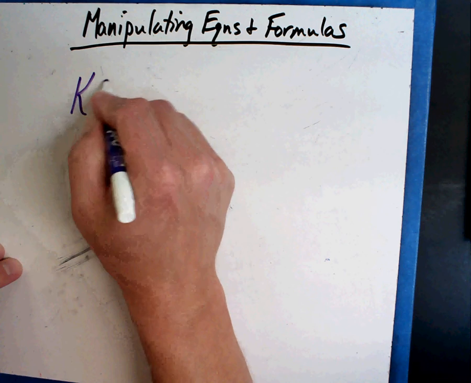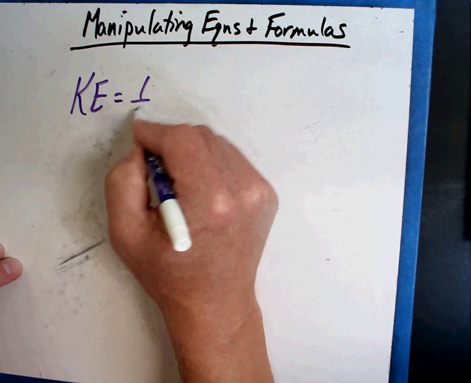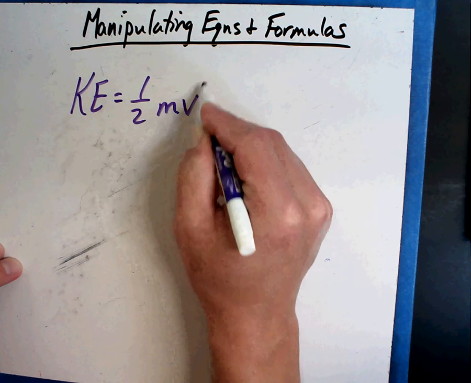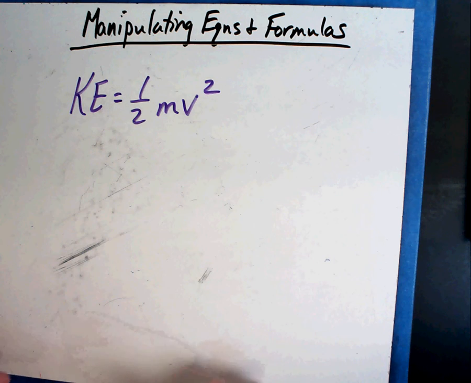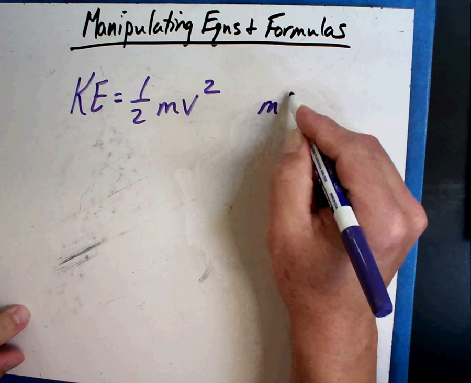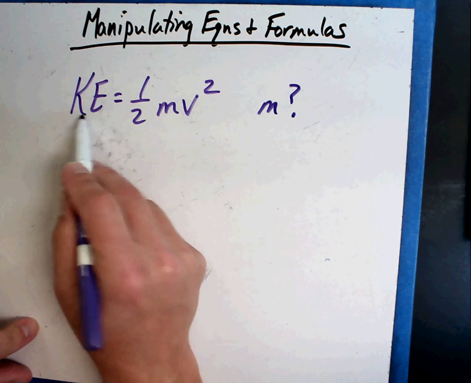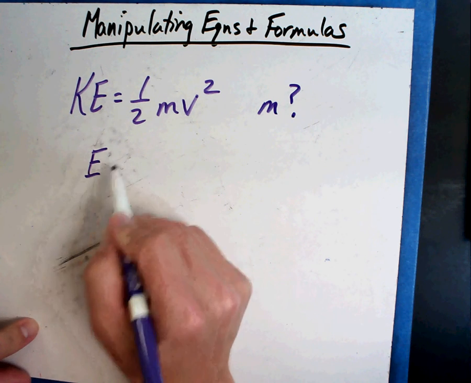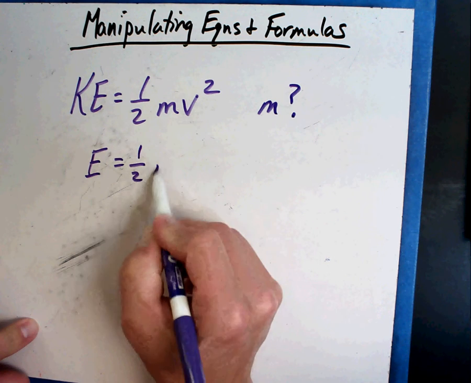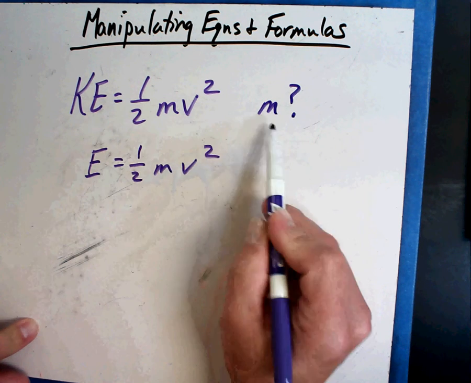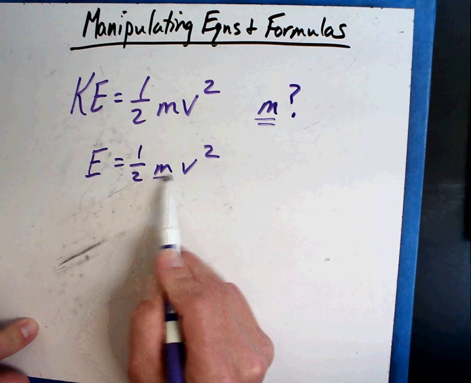Here's one from science. Kinetic energy is equal to 1/2 mv squared. And let's say they want you to solve for m. So you have to rearrange the equation. So instead of using kinetic energy as KE, I'm just going to use it as an E, is 1/2 mv squared. You want to have this all alone. So leave it right there.